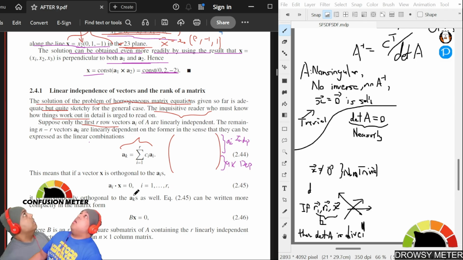This means that if a vector x is orthogonal to all the independent guys, ai dot x equals 0 for i equal 1 to r. There's r guys here and there's n minus r guys here. This means that if a vector x is orthogonal to the AIs, it is automatically orthogonal to the AKs as well.